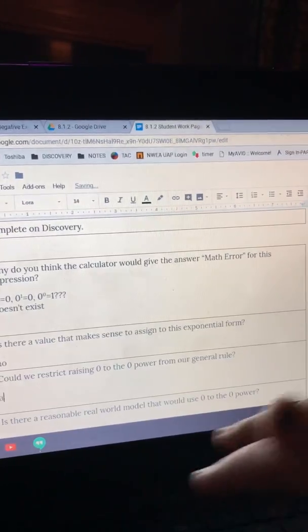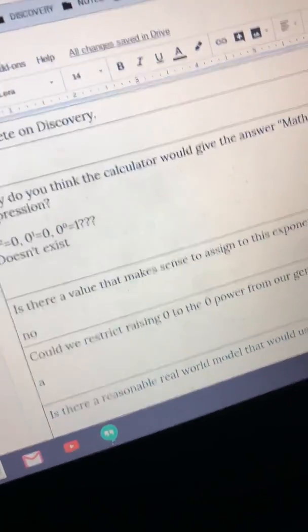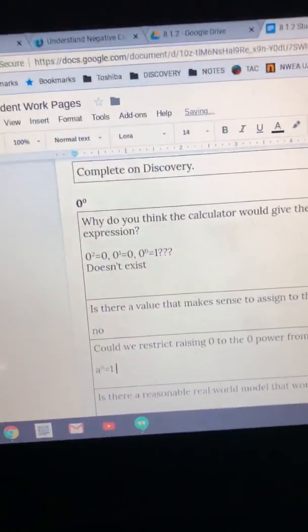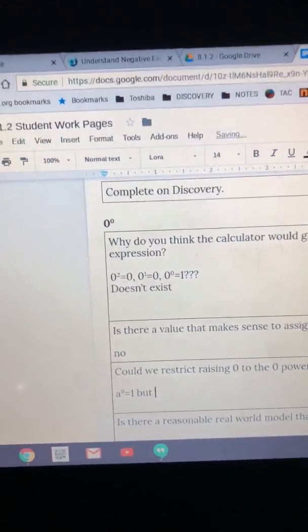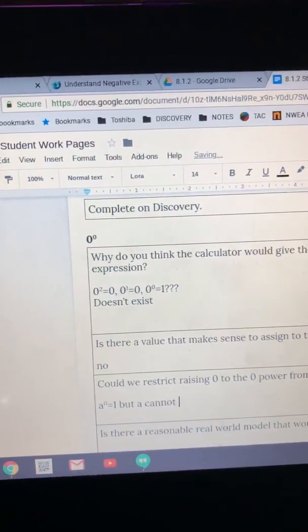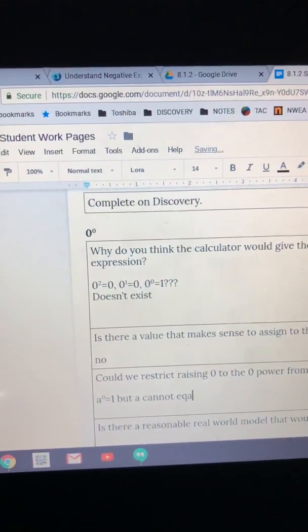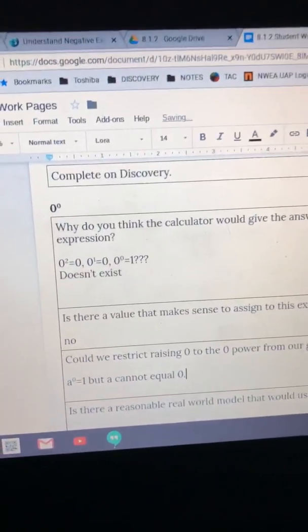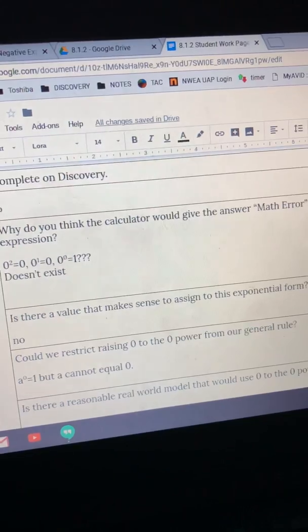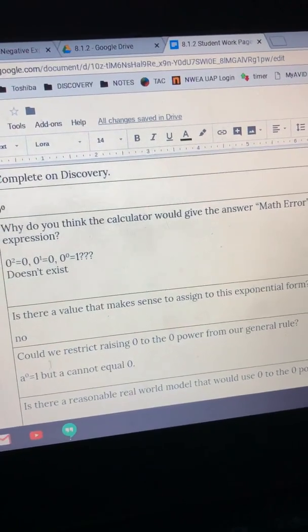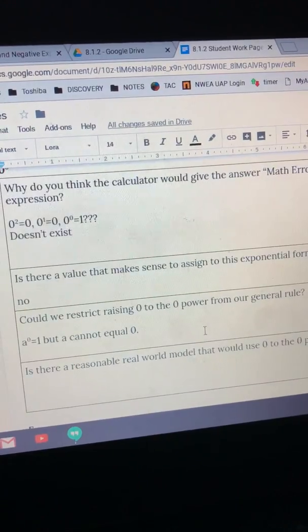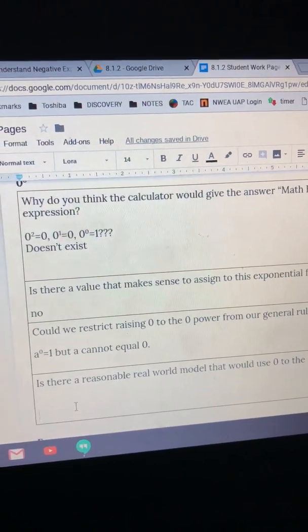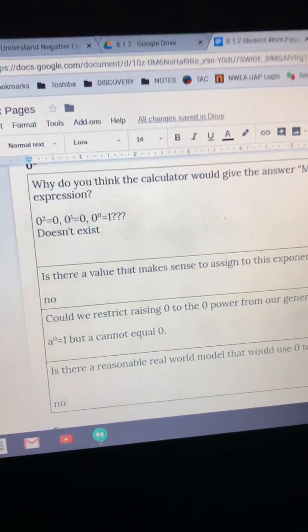So before you should have used a to the 0 power equals 1. Now we're going to add to it, but a cannot equal 0. So that is going to be our rule for the 0 power property. Is there a reasonable real-world model where we could use 0 to the 0 power? Nope, because it does not exist.